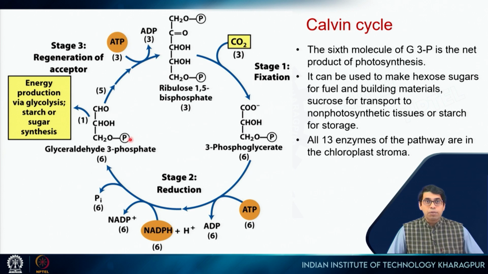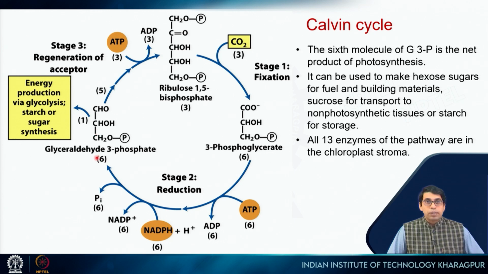So, 3-phosphoglycerate becomes glyceraldehyde 3-phosphate. This is also a 3-carbon molecule, and we have 6 molecules of this. Now, at this stage, one molecule out of these 6 goes out of this cycle, and this glyceraldehyde 3-phosphate can be used for energy production via glycolysis. We have seen that it is one of the intermediates in glycolysis, or it can be used for production of sugar via gluconeogenesis or starch synthesis, right. The remaining 5 molecules will go back into this cycle.